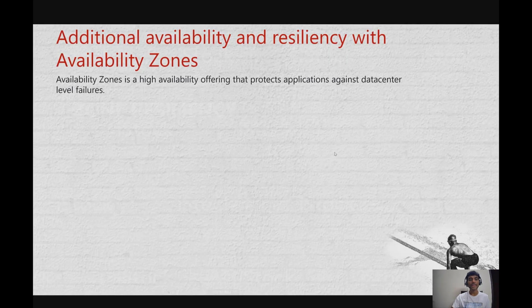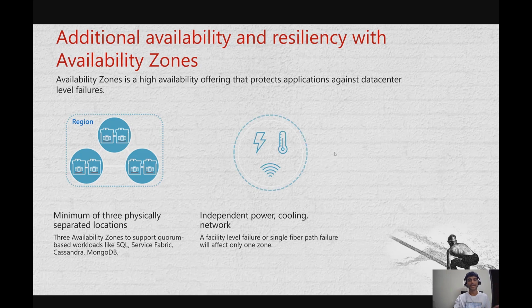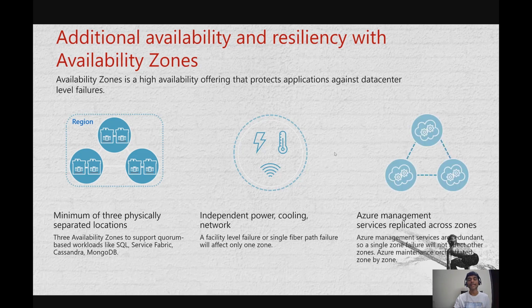All right. With that, let's look at high availability architecture for zone resiliency. In case of zone resiliency, as we talked about in the earlier slides, in a particular region, you will have three physically separate zones. These are physically separate, so each one of them has its own network, power, and cooling. So you will avoid the cases of a single point of failure. And then we also have the Azure Management Services, which are replicated across all three zones.